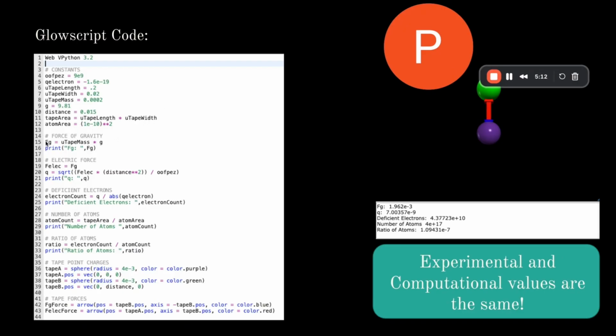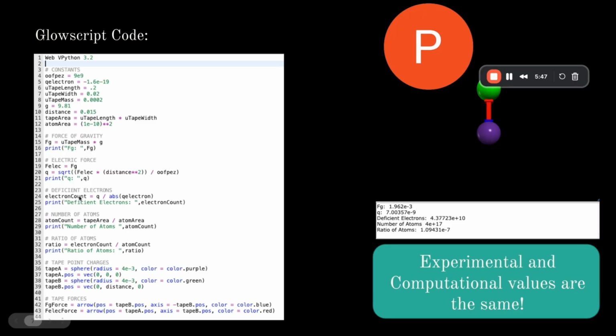Now, the next part is we're going to determine the force of gravity. The next section after that is we're going to find the electric force. We know that the electric force and the force of gravity are going to be equivalent because the vertical acceleration is going to be 0. So by rearranging Coulomb's law, we can find Q to be the square root of electric force times the distance squared divided by our K constant.